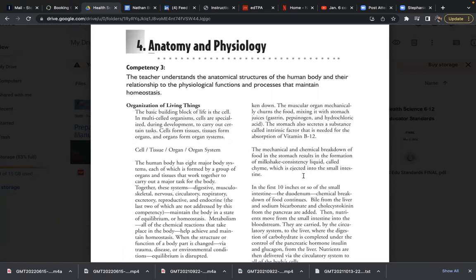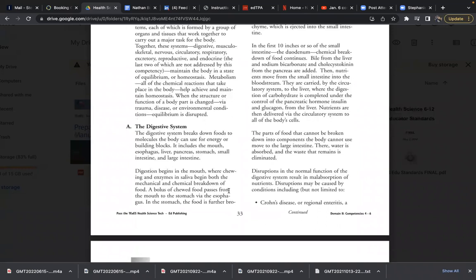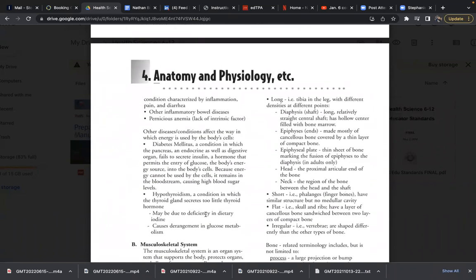And whenever they say "and," that part is equally important: the relationship to physiological functions and the processes to maintain homeostasis. So again, it's about anatomy and physiology, all of the functions in the human body and systems, and the process of maintaining homeostasis. And then it goes into a deep dive of all of those things if you need review. And it's very good. It's incredibly thorough. Okay.